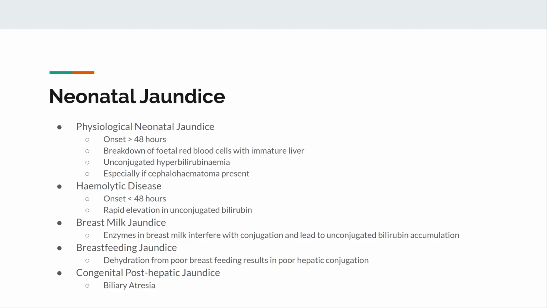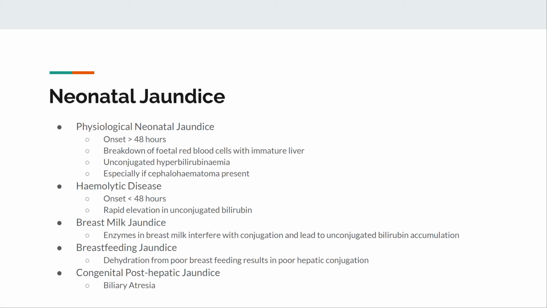Let's quickly talk about neonatal jaundice, just to finish off jaundice. So there can be a normal jaundice that starts more than 2 days after birth, where it's just the breakdown of the fetal red blood cells with a combination of an immature liver. It can't keep up with that cell turnover, so you end up with lots of unconjugated bilirubin, but it's okay. And it can especially happen if they have a big bruise on their head from birth trauma, because those red blood cells will hemolyze eventually and also contribute.